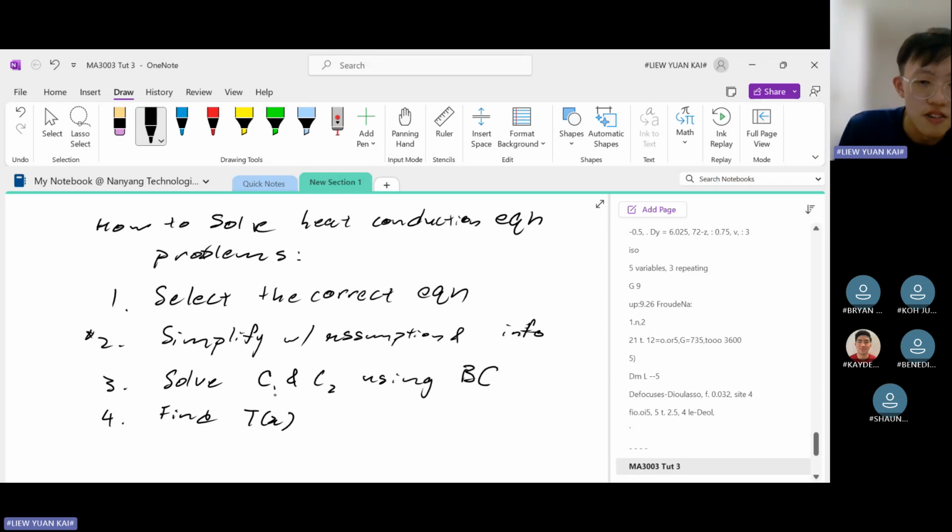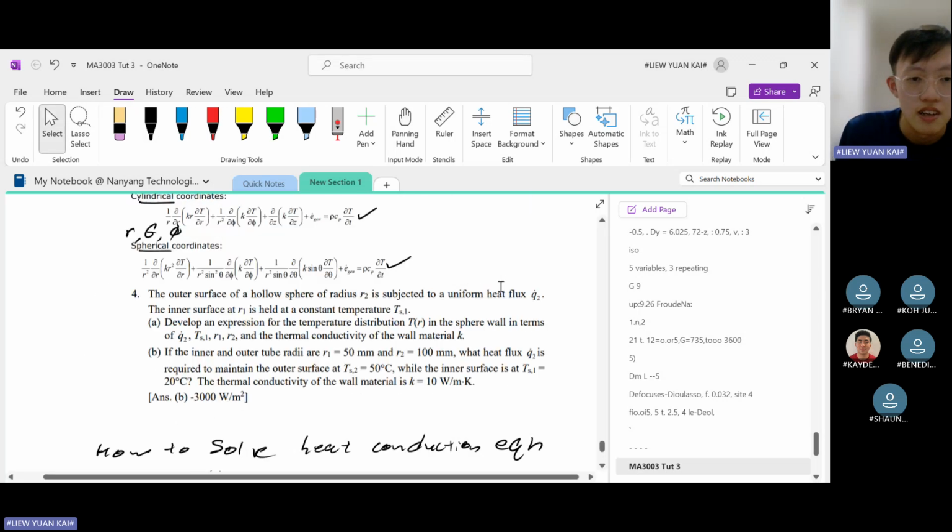Okay, solve C1 and C2. From here on, let's just dive right into the question. It's better to just show you what I mean.